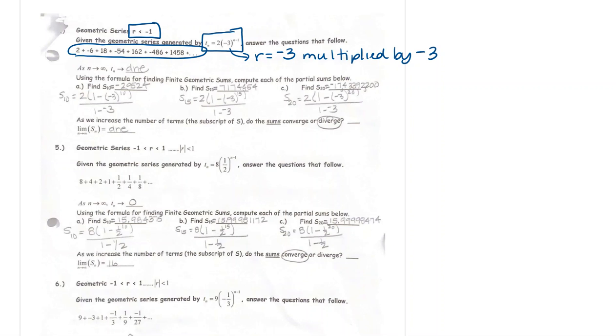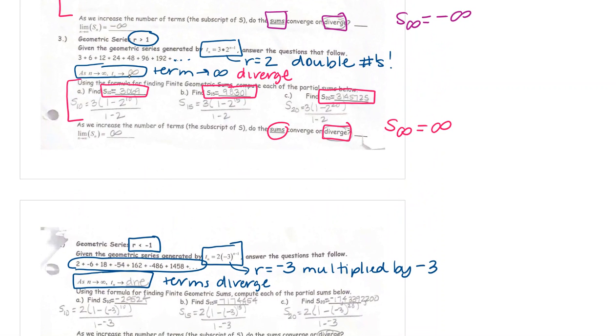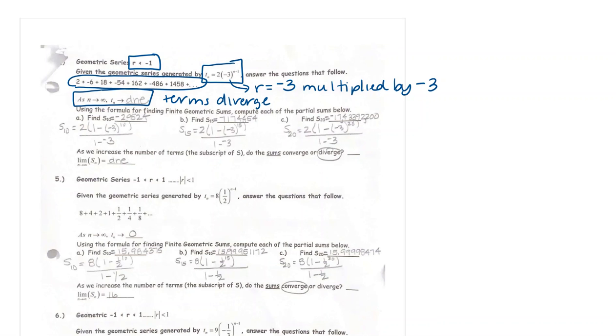Okay, actually, let me say that differently. The terms diverge. Okay, and in this case, they diverge, but they don't diverge to a specific thing because they're alternating back and forth. So we say that the limit as n approaches infinity of the terms just doesn't exist. Whereas up here, we said that that limit was infinity. It was diverging to infinity. These are not diverging to infinity.